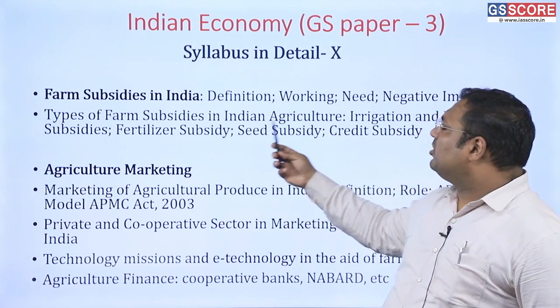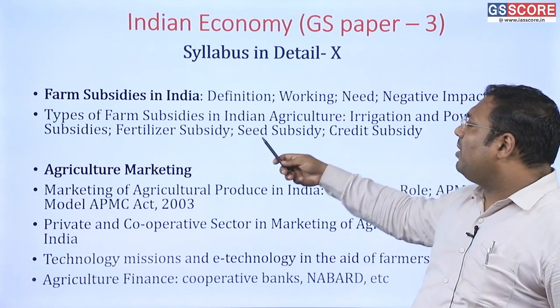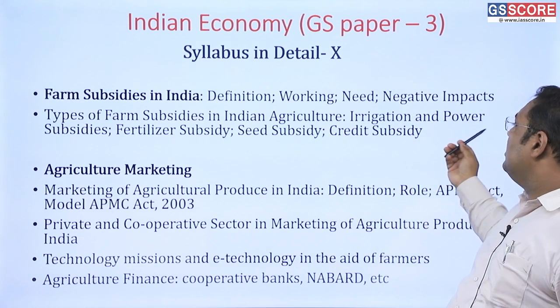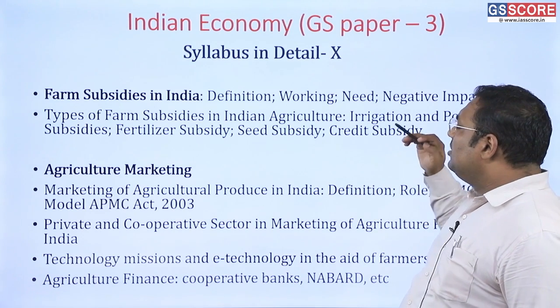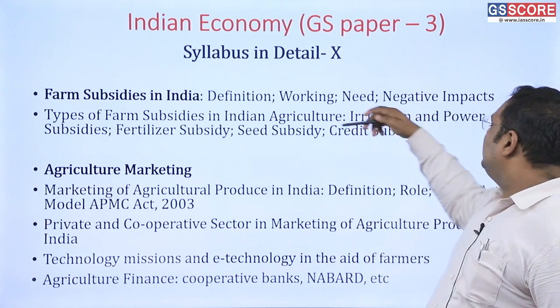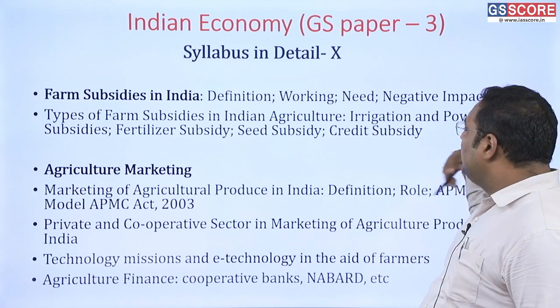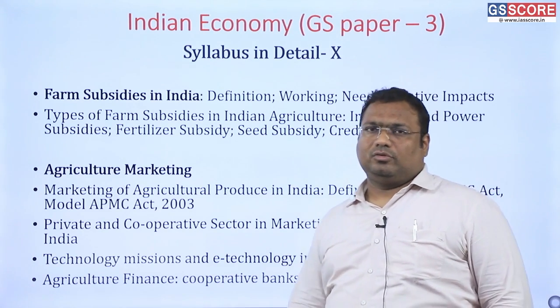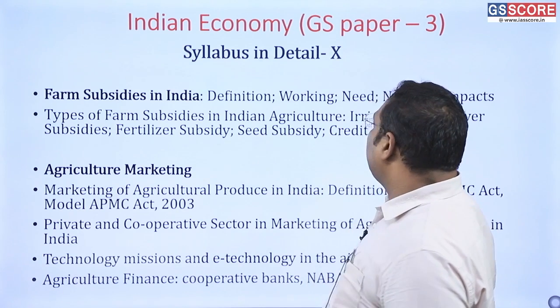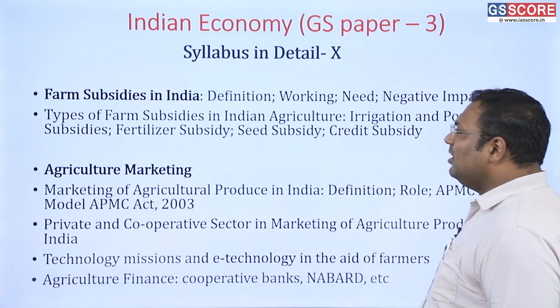So the types of farm subsidies, then the irrigation and power subsidies, fertilizer subsidies. These are the most important, significant subsidies in agriculture. Biggest is fertilizer subsidy, then the irrigation and power subsidy, then the credit subsidy, and finally the seed and other inputs. All of these are direct agricultural inputs, and these are subsidized.